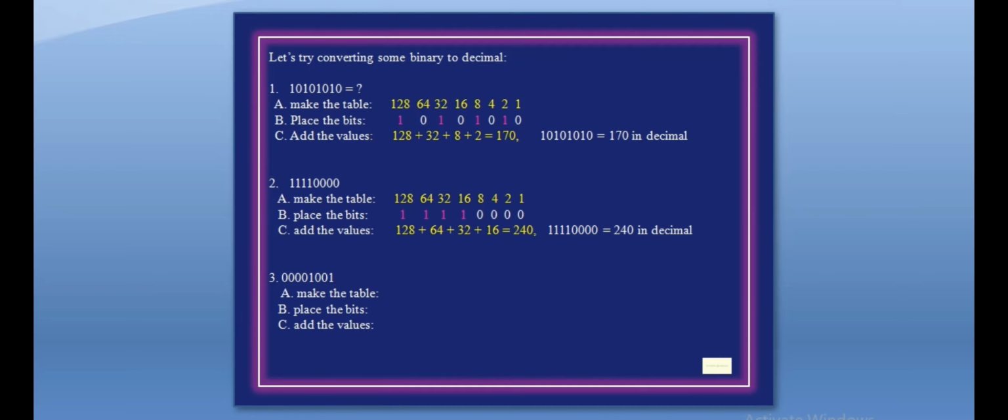Let's try solving one more. What would be the decimal equivalent of 00001001? So step 1, we make the table. Step 2, we place the bits. And step 3, we add the values with the bit value of 1. Then here we get 8 plus 1, which equals 9. Hence 00001001 equals 9 in decimal.